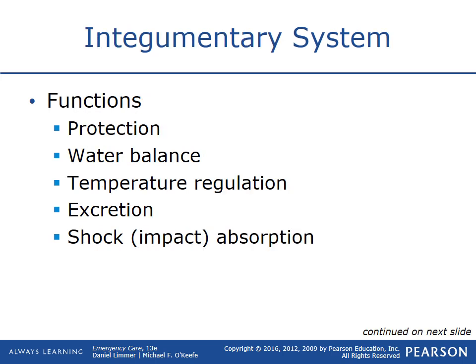The integumentary system is the skin. The skin is an organ. What does it do for us? Well, it protects us, and it helps balance our water, and it helps regulate our temperature. It also excretes waste, or it gets rid of waste such as through sweat. Shock absorption. Sometimes if somebody were to touch you, it kind of absorbs that shock so that they're not touching inside our body, so to say.